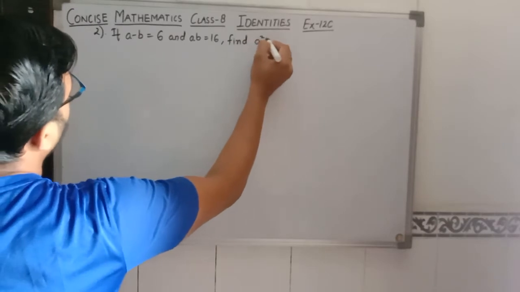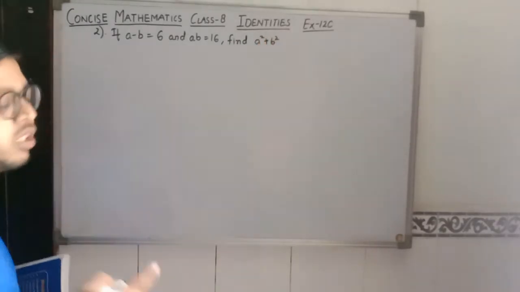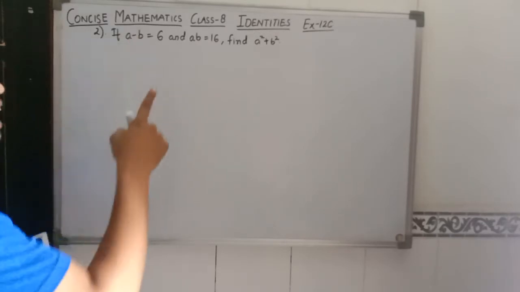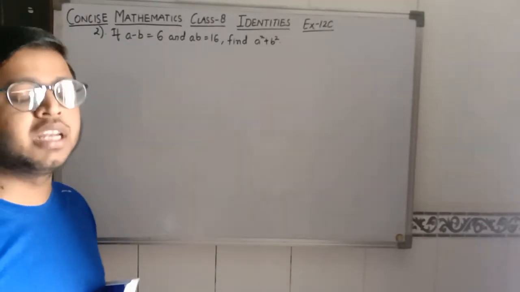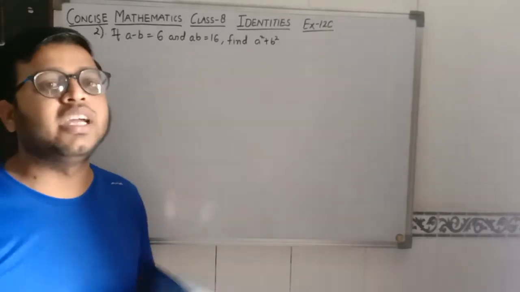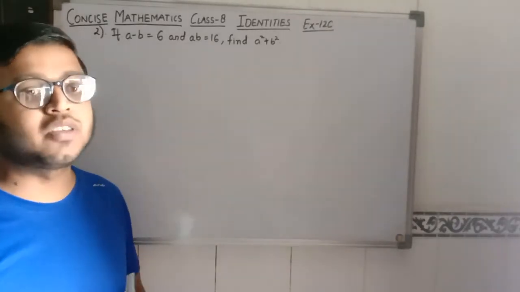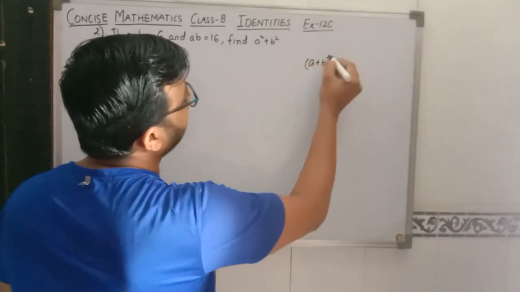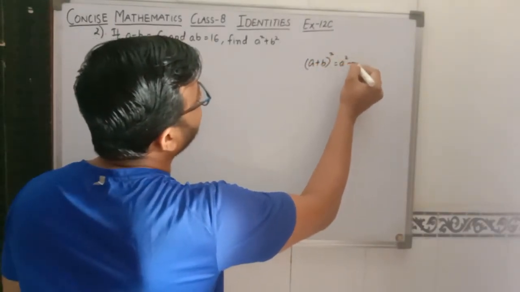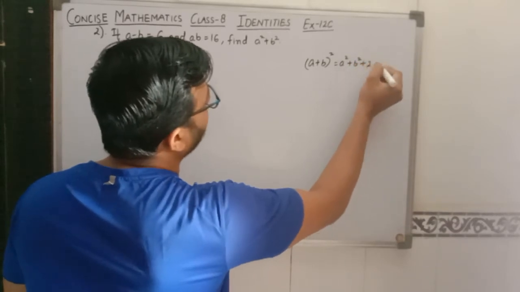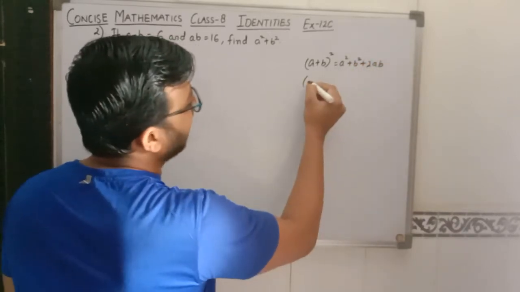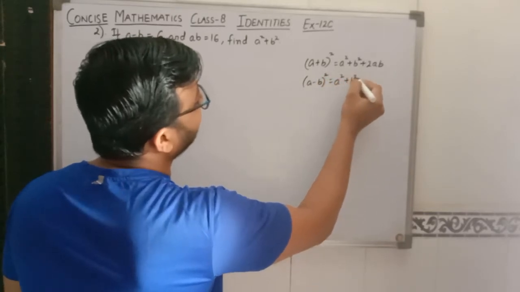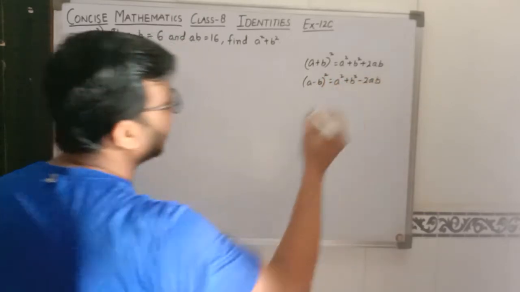There is no difference between question number 1 and 2. The only difference is that in question 1, a plus b is given, and in this question, a minus b is given. You may be thinking how it is possible that the steps are the same, because you should know very well that if you make the whole square of a plus b, the result is a square plus b square plus 2ab, and if you make the whole square of a minus b, the result is a square plus b square minus 2ab.